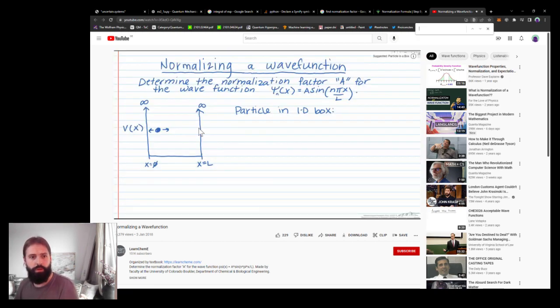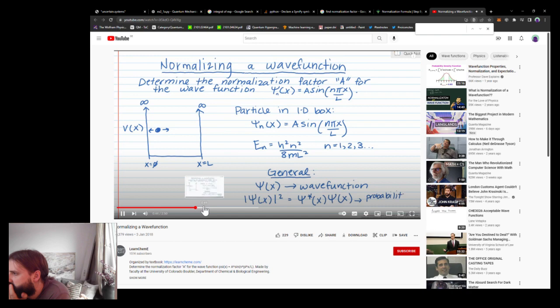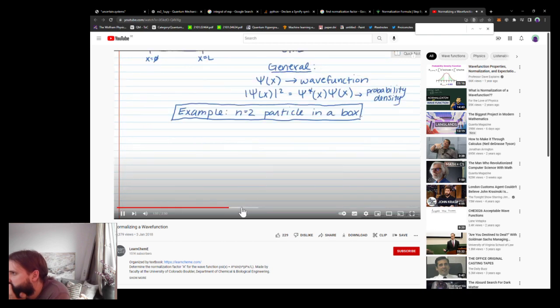Up to the particle in a one-dimensional box, where we determine the wave function of the system to be psi of x equals A sine n pi x over L. And this wave function had corresponding energy levels, E sub n equals n squared. The magnitude of the wave function squared is interpreted as a probability of our particle in a box.